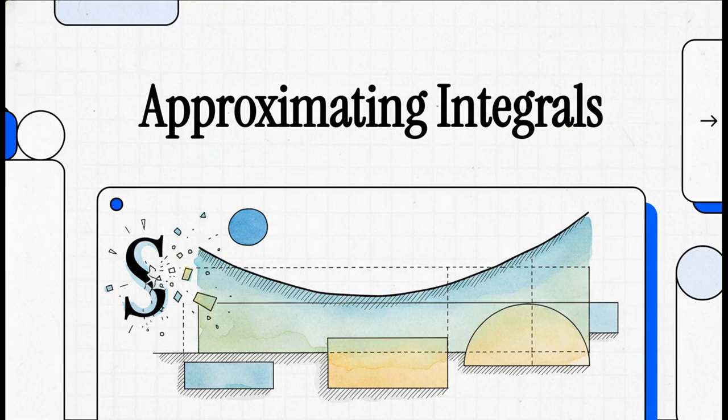All right, so in calculus, you've probably learned all about the fundamental theorem. It's an amazing tool, right? But what happens when it just doesn't work? What if you run into an integral where finding that antiderivative is, well, pretty much impossible? That's what we're tackling today. We're going to crack the code on numerical integration, a set of super powerful techniques that let us find the area under a curve when our usual methods just won't cut it.